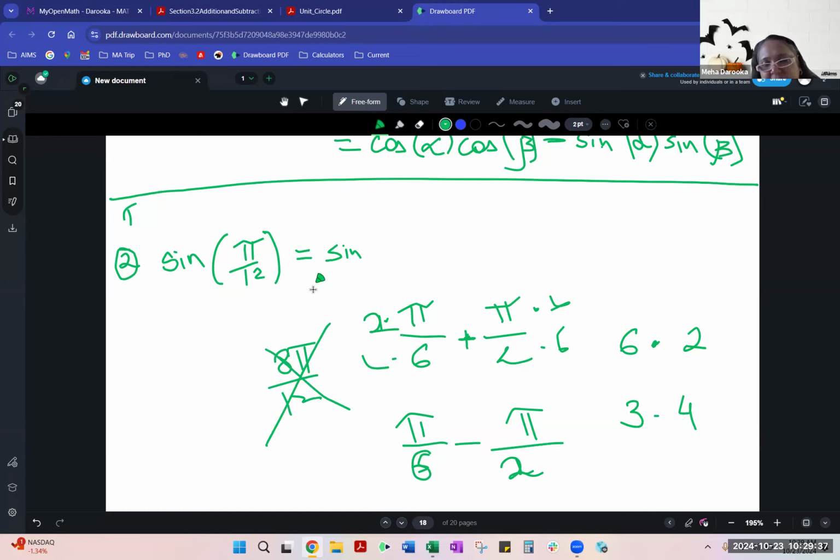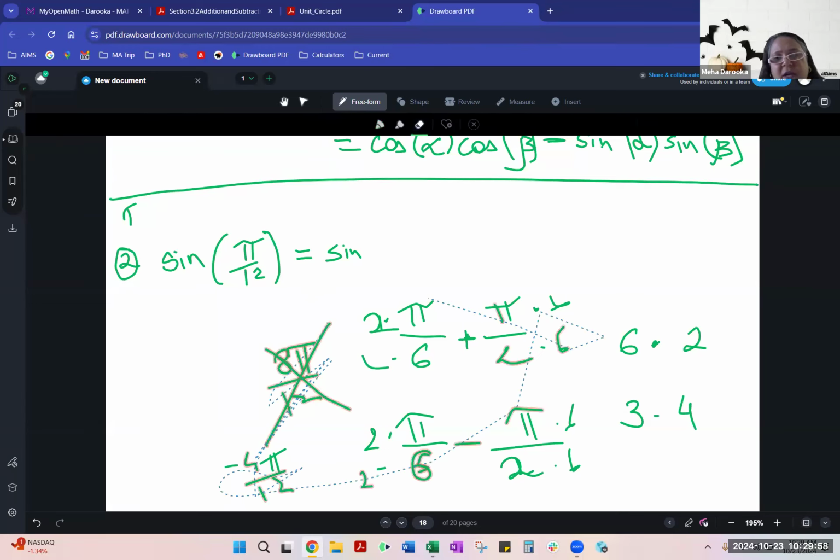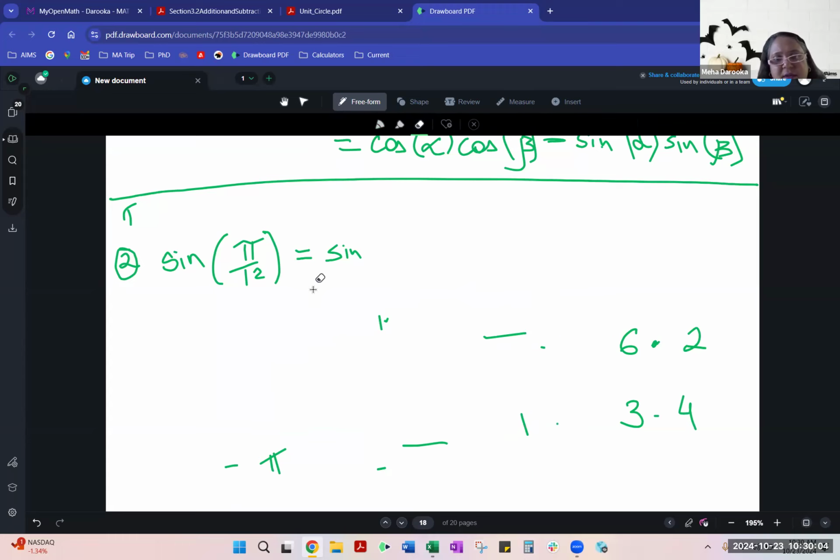If you did pi over 6 minus pi over 2, same thing, you would multiply this side by 2 and this side by 6, and that would end up giving us negative 4 pi over 12. So, of course, that still does not give us the pi over 12 that we were looking for. So that's actually telling us 6 and 2 are not going to be our denominators. So you want to try basically the same thing with 3 and 4 now.